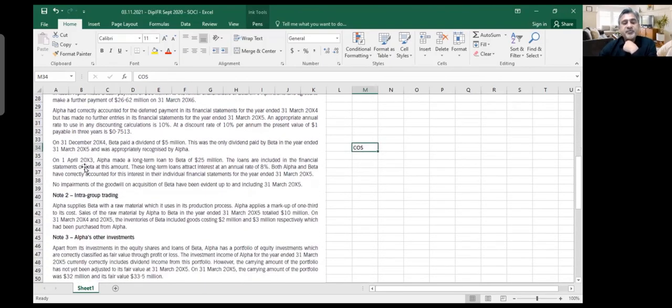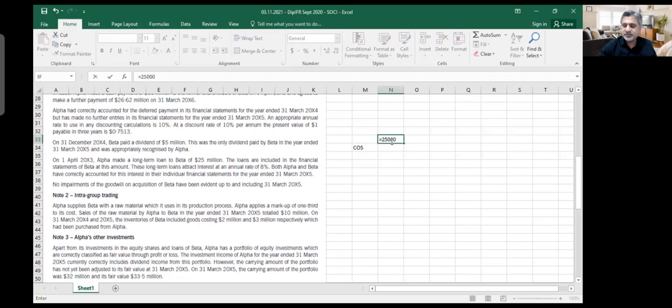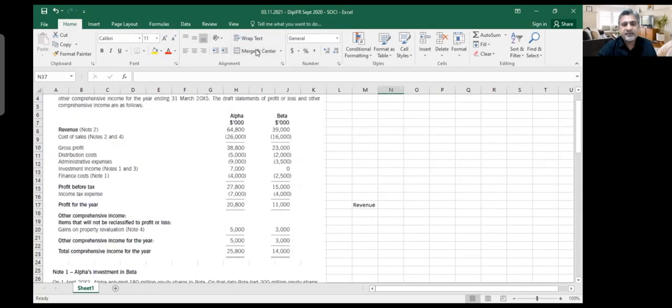On 1st April 2003, on the acquisition date, Alpha made a long-term loan to Beta of 25 million. The loans are included in the financial statements of Beta at this amount. These long-term loans attract interest at an annual rate of 8%. Both Alpha and Beta have correctly accounted for this interest in their individual financial statements for the year ended 31st March 2005. 25 million into 8%. This was the interest paid by the subsidiary to the parent, and they both accounted for it. So 25 million into 8% makes 2 million. So 2 million of interest is recorded as finance income by Alpha and finance cost by Beta. So that 2 million is shown inside of Beta and inside of Alpha.